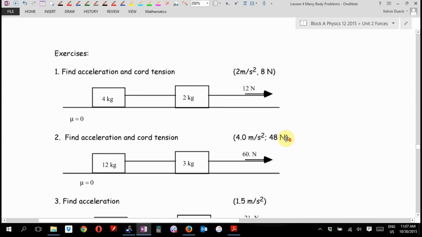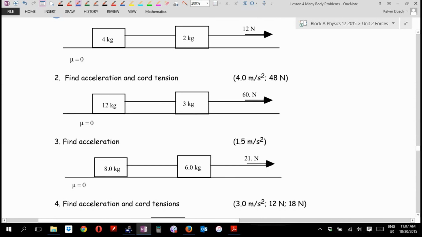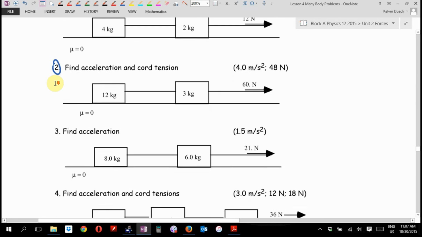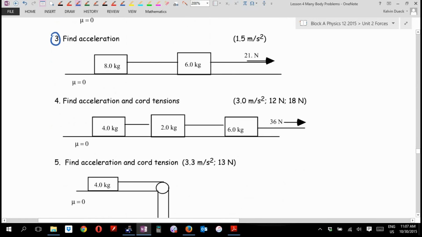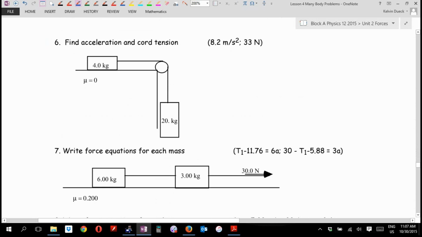Right now, you should be able to handle number 1. What's mu? 0. Number 2? I know. Number 3? Number 4, number 5, number 6. You should be able to handle those. You don't have to get them all done for Monday.